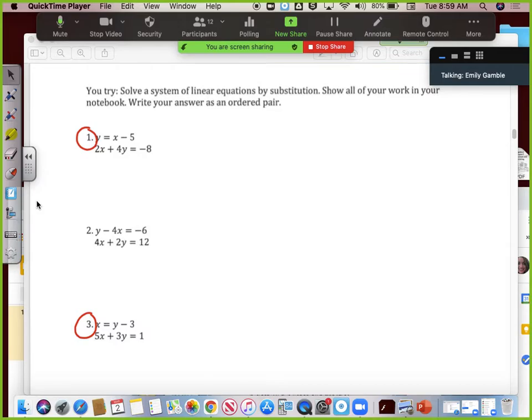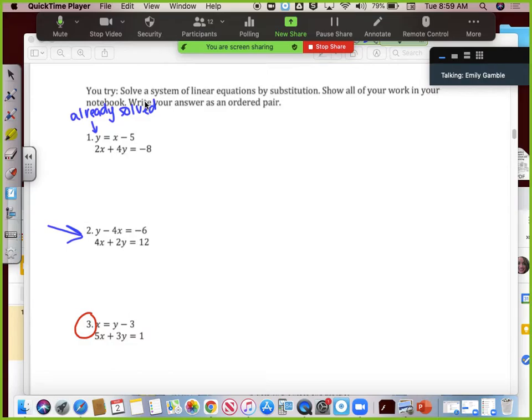Alrighty, let's go over these answers and see how you did. In order to solve these problems, you have to have one of the equations already solved for a variable. This variable right here, y equals, is already solved, meaning you don't have to do anything in order to do substitution. The reason I skipped number 2 is because it says y minus 4x equals and 4x plus 2y equals. Neither one of these equations has y equals or x equals already solved, so that one requires more steps.